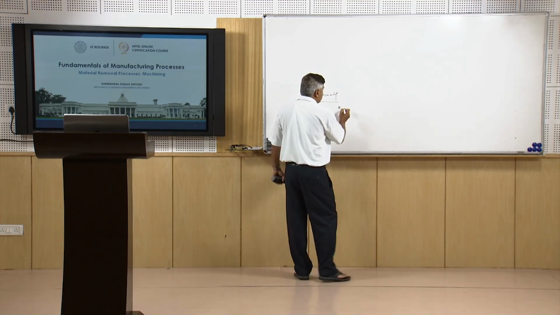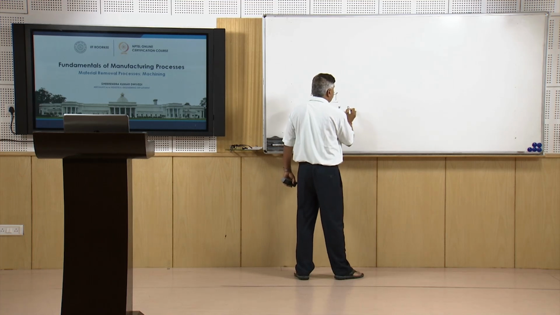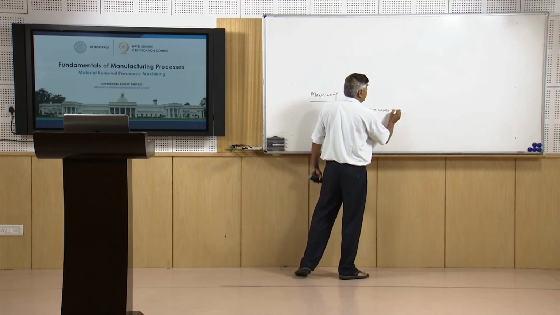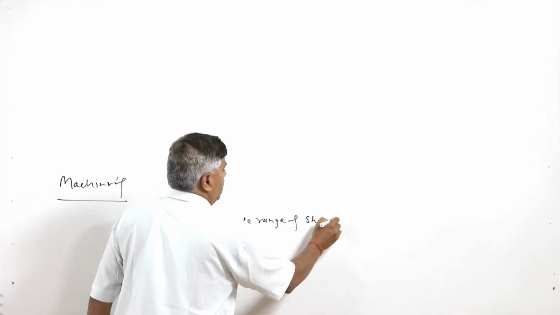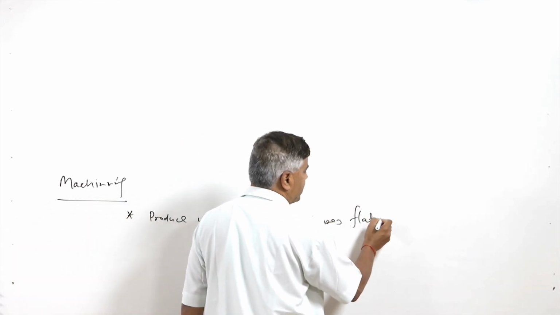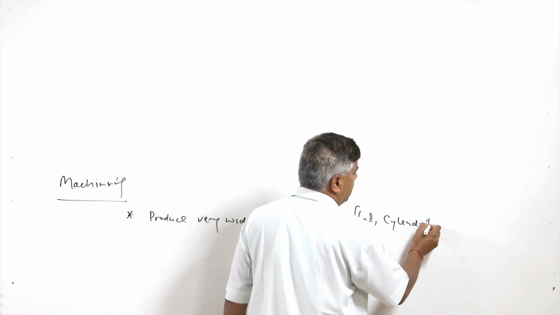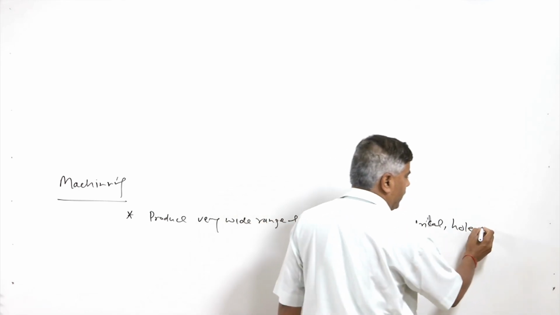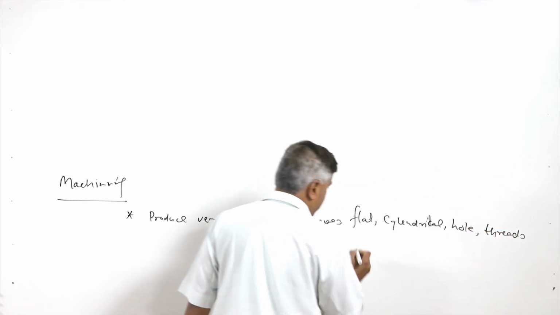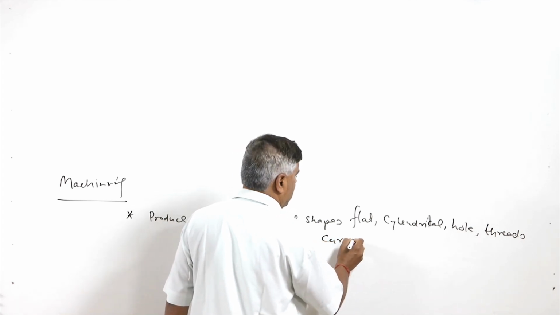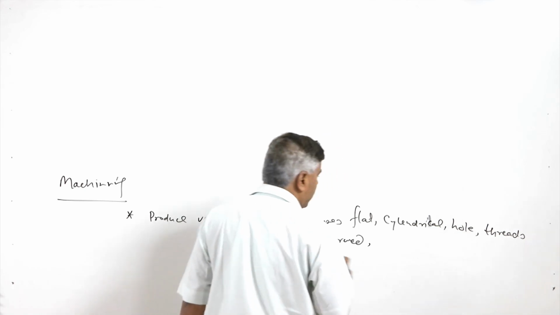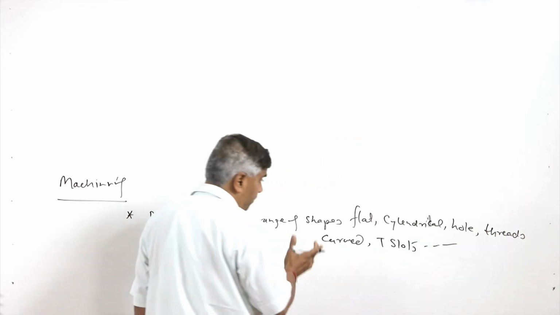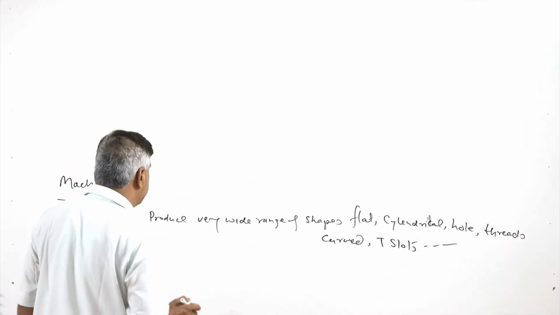Another good reason is the capability to produce a very wide range of the shapes, which includes the flat surfaces, cylindrical surfaces, cylindrical features like holes, threads, and curved or contour surfaces like convex or the concave surfaces, then the T-slots, and many other the complex shapes and geometries which are commonly used in the engineering component.